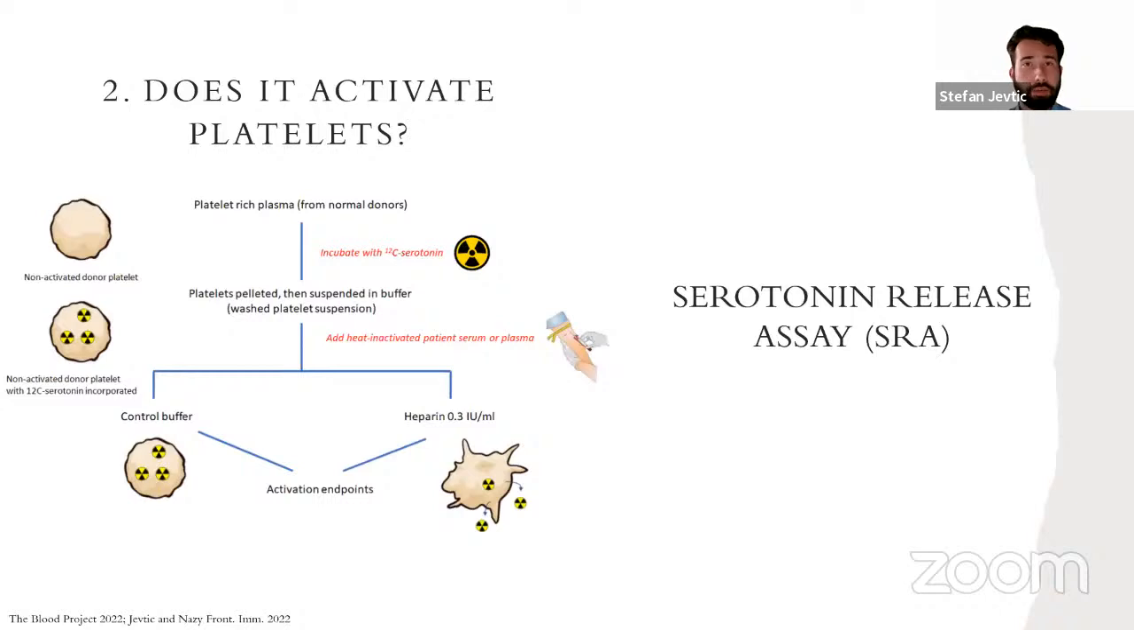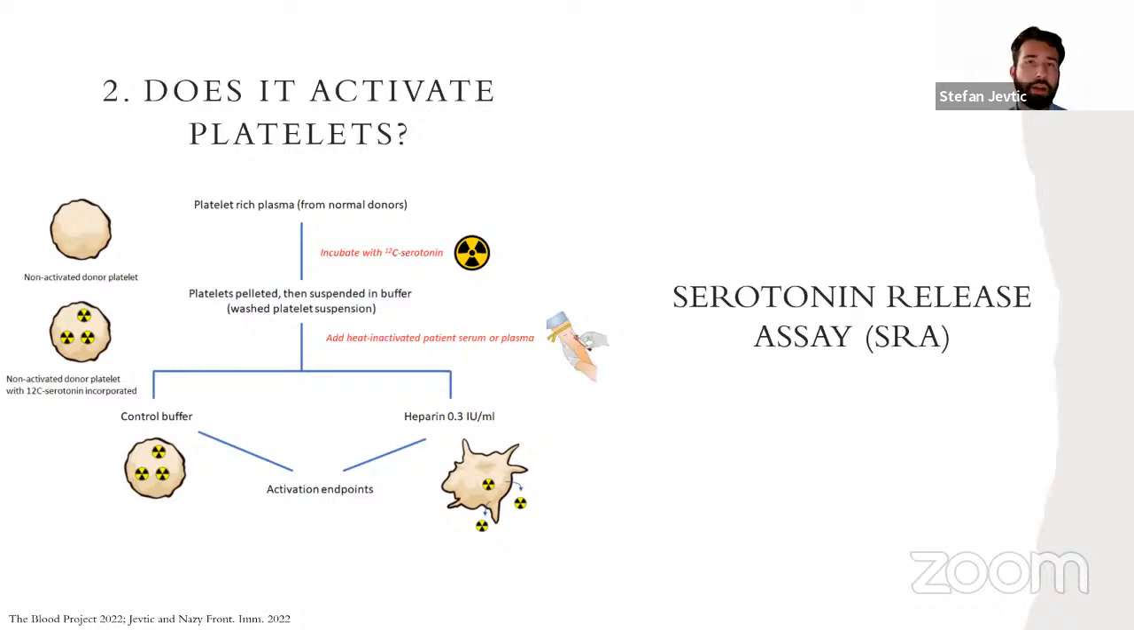Generally, once you've identified an antibody, if the clinical suspicion is high enough, there's often no need to proceed to functional testing. But if there's any question, or for completeness' sake, you can proceed to a functional platelet assay. The one we'll discuss here is a serotonin release assay, which is a gold standard. The way this works is platelet-rich plasma, generally from healthy donors, is incubated with a radioactive label, such as serotonin. These platelets are then added to heat-inactivated patient sera or plasma that contains a pathogenic antibody. Then platelet activation and release of that radio-labeled serotonin is measured in the absence and presence of heparin.